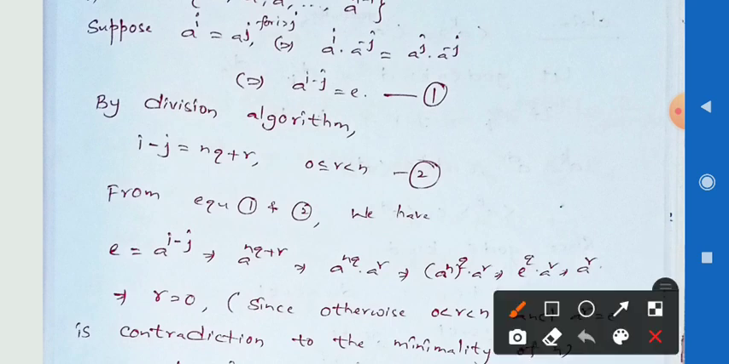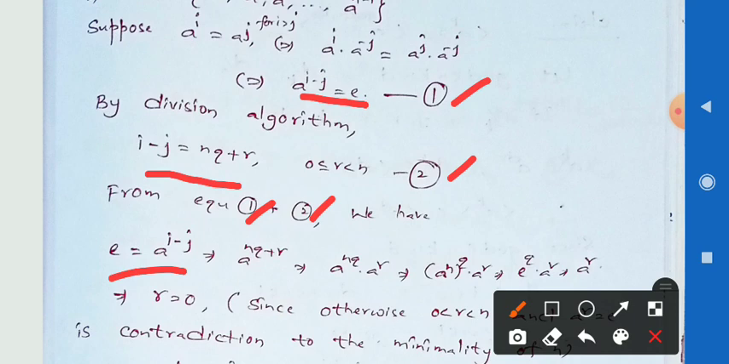By the division algorithm, for the condition a^(i-j) = e, we can have i - j = nq + r. Here r lies between 0 and n: either r is equal to 0 or 0 < r < n. But then from equation 1 and 2, we can say that e is equal to a^(i-j).